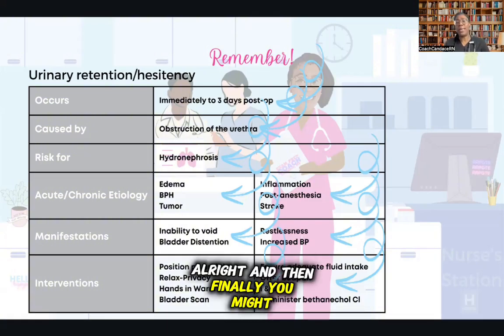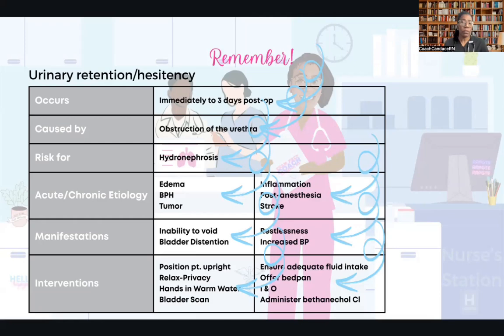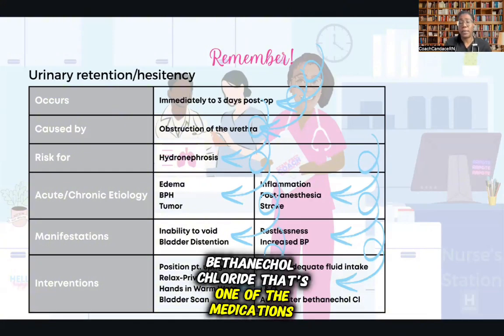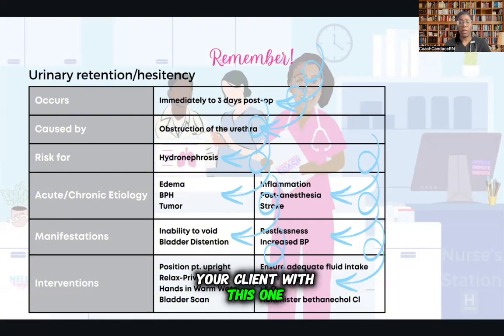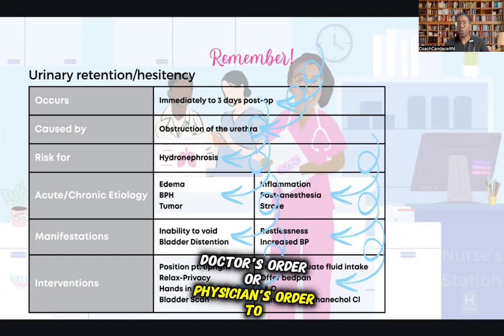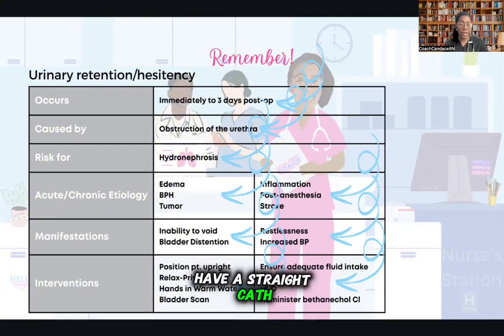And then finally, you might administer a medication called, I'm not very good at pronouncing this one, botanical chloride. That's one of the medications. I like to usually share some type of medication or several types of medication that might be used in certain scenarios, but there aren't a whole lot here. It's a lot of nursing intervention that you might do to help your client with this one. We don't have straight cath mentioned here because we do typically need a physician's order to have a straight cath, but we're always going to be monitoring our patient, of course, and if it's appropriate, then that is what we'll do.